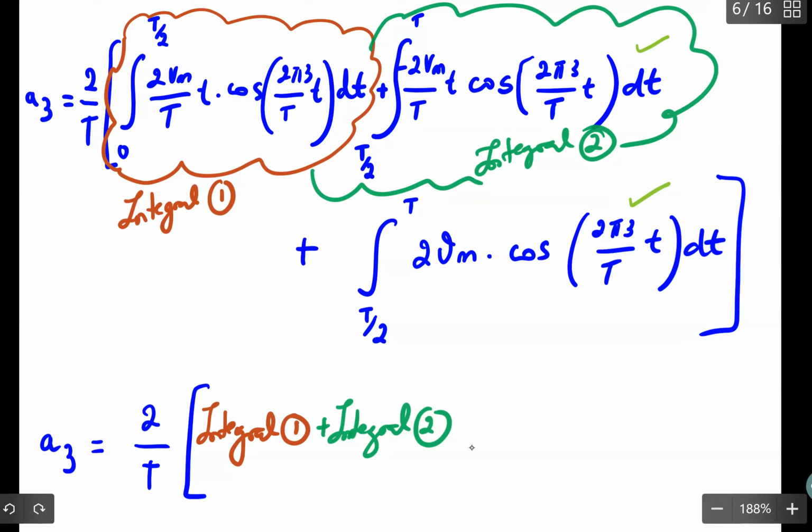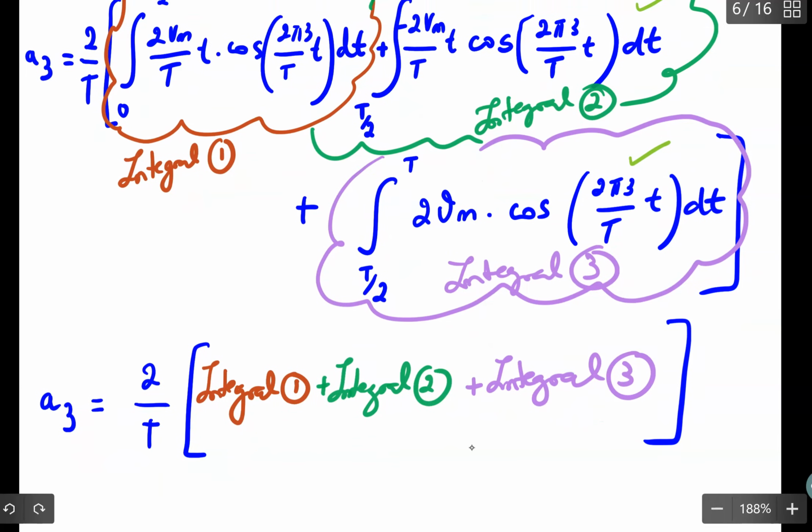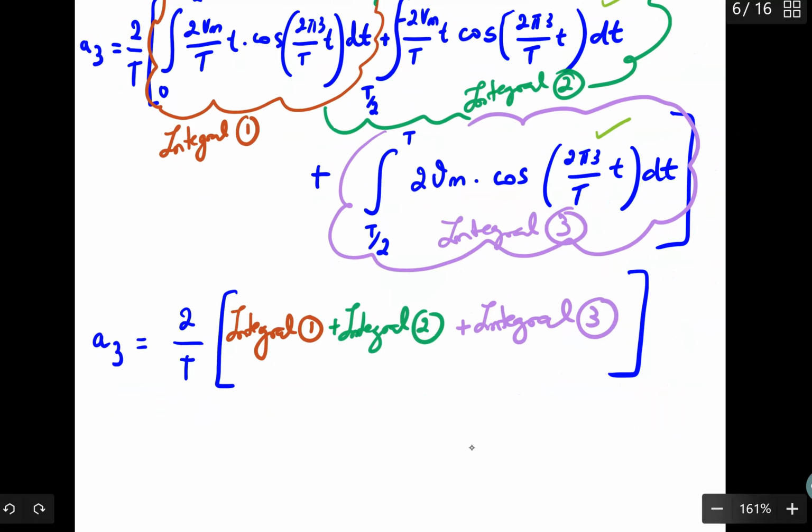And I will use my, so I'm going to add this with integral 3. So this is my integral number 3. And I will integrate this one by one. And after I got the result, I will put it back into this bracket. So let's start with integral number 1.